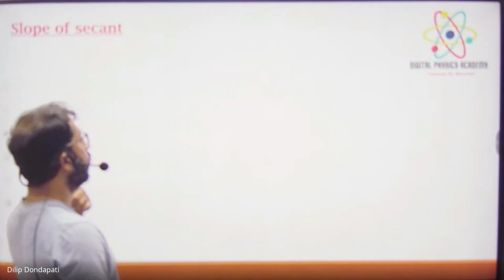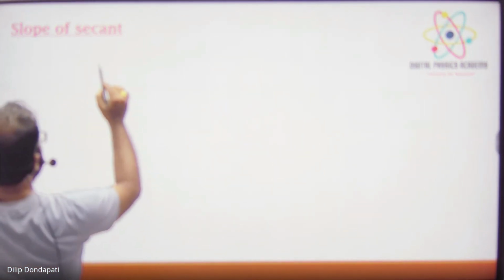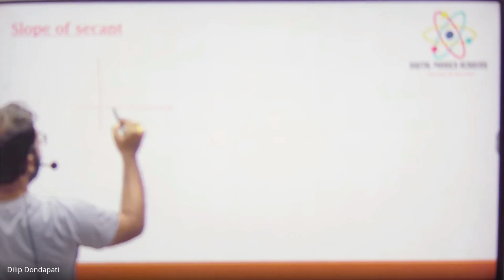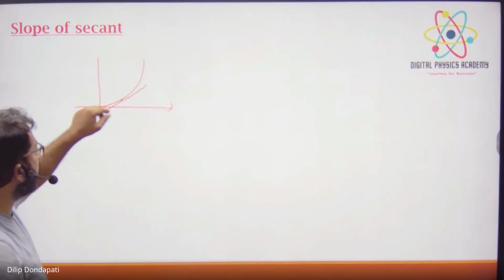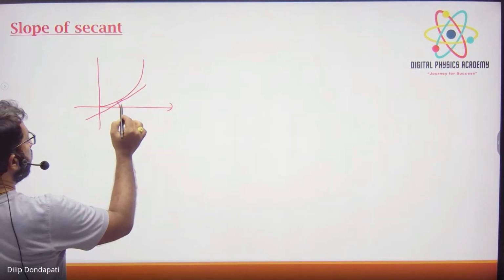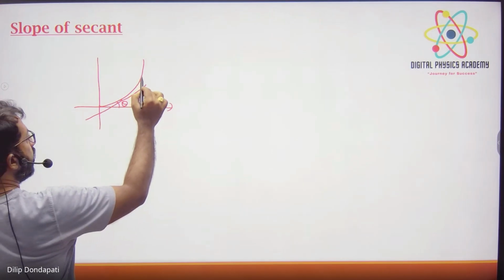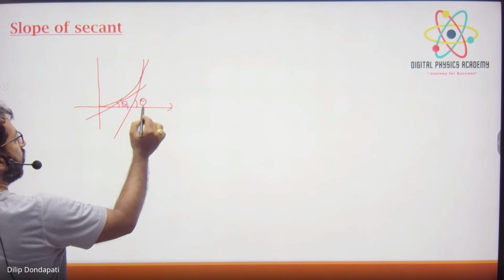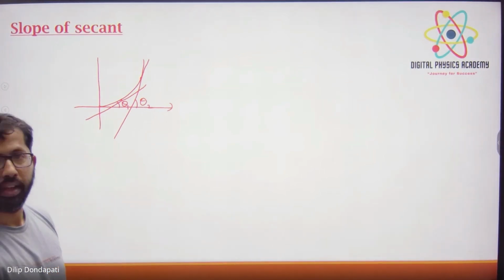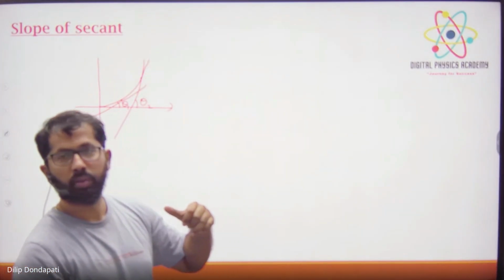Now see, what is our intention? Suppose you have a graph like this. Then how to find the slope? Your slope is changing everywhere, right? Suppose I want the slope at this point. Just draw a tangent. The line touching at 1 point is called a tangent. This is theta, and this is called the slope at this point. If you want to find the slope here, draw a tangent. Is the slope changing or not? At this time, how to find the slope?